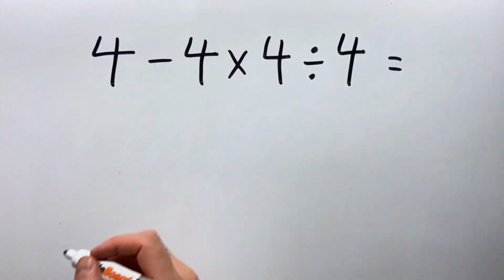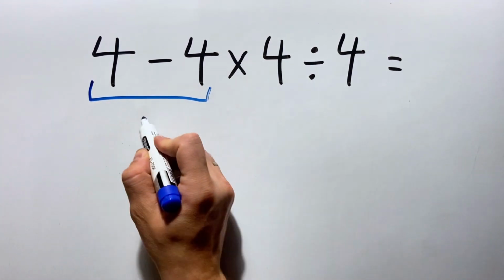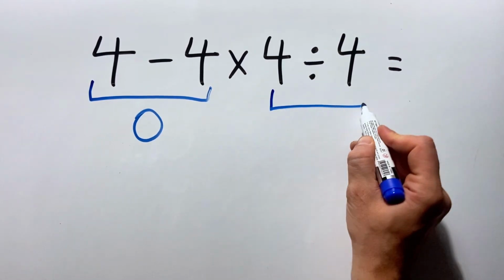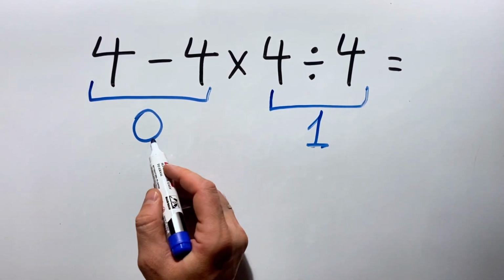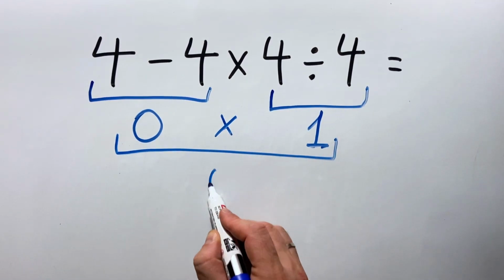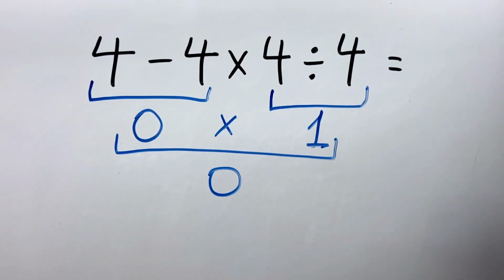4 minus 4 equals 0. 4 divided by 4 equals 1. And 0 multiplied by 1 equals 0. But this answer is not correct.